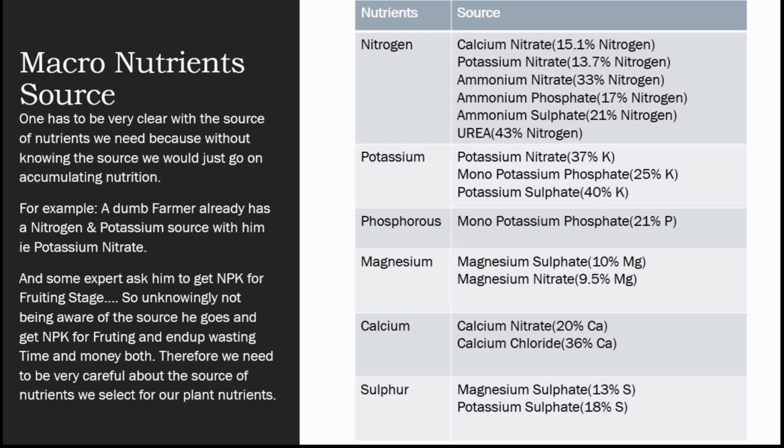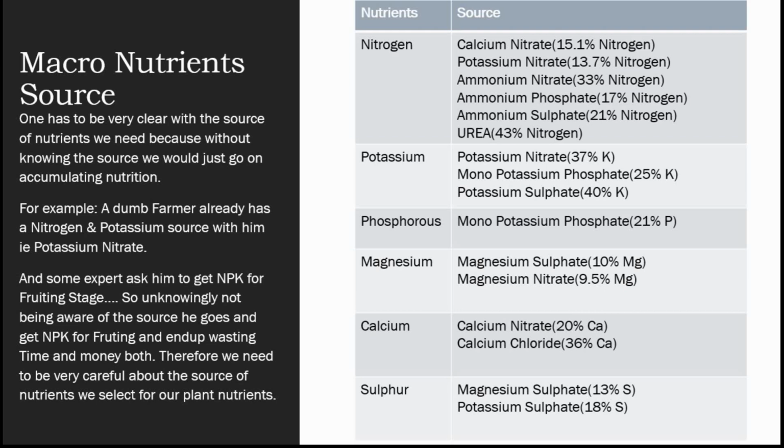Macronutrient source. One has to be very careful with the source of nutrients we need because without knowing the source, we would just go on accumulating nutrition. For example, a farmer already has a nitrogen and potassium source with him, that is potassium nitrate. And some expert asks him to get NPK for fruiting stage.